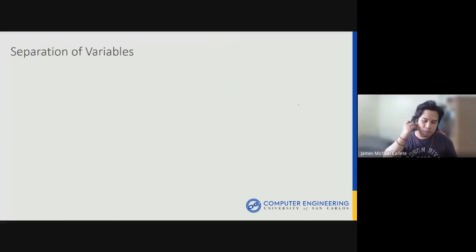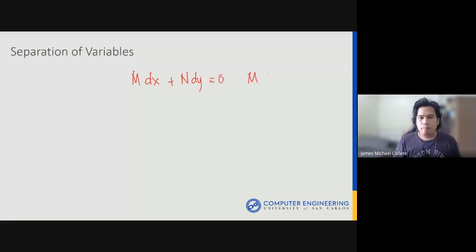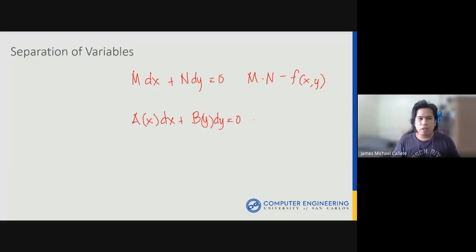In separation of variables, there exists a differential equation that might be in this form: M dx plus N dy equal to 0, where M and N are functions. These could be functions of x or y, but in the case where M is only a function of x, we call it A of x dx, and this is capital B of y dy, then this is a differential equation that can be separated by variables.